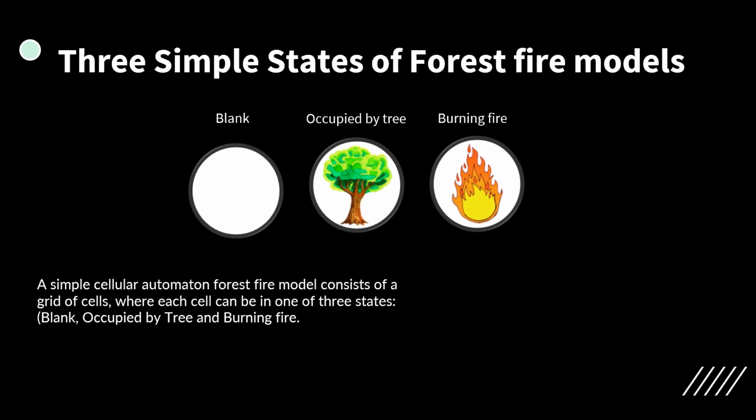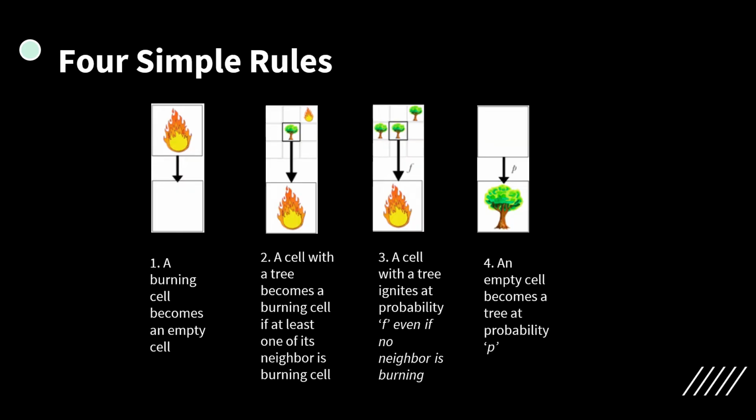So actually, a very idealized forest fire can be represented using a cellular automata. A simple cellular automata forest fire model consists of a grid of cells where each cell can be in one of these three states: blank, occupied by a tree, or burning fire. At each step, the state of each cell on the grid is determined by four rules that the model carries out simultaneously, and here are our four rules.